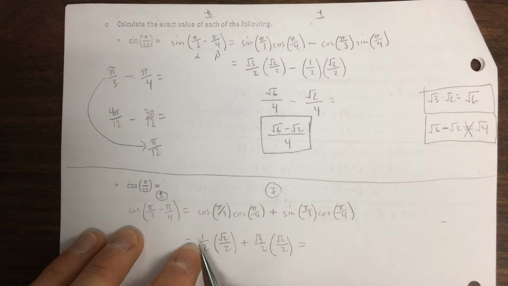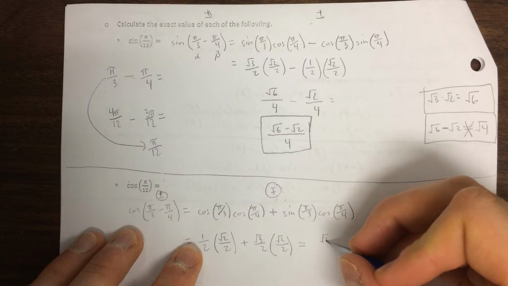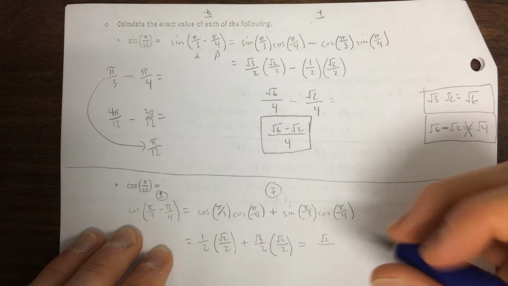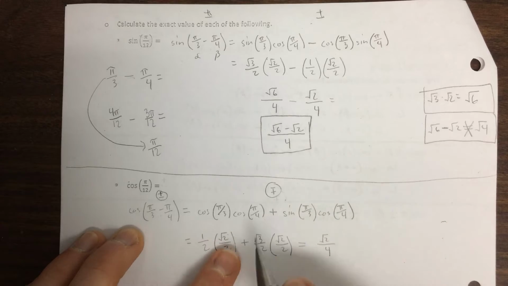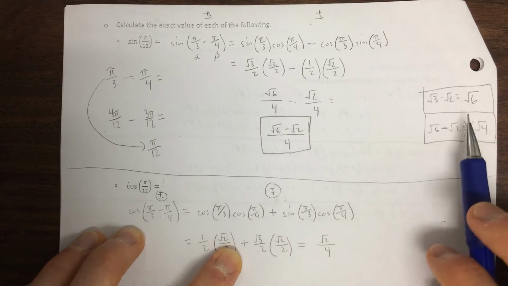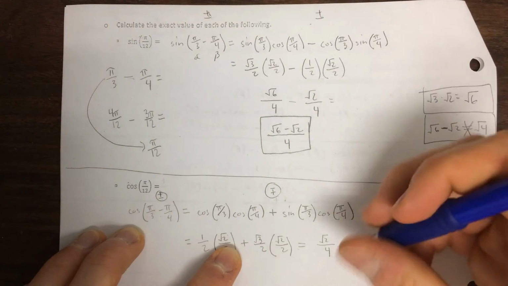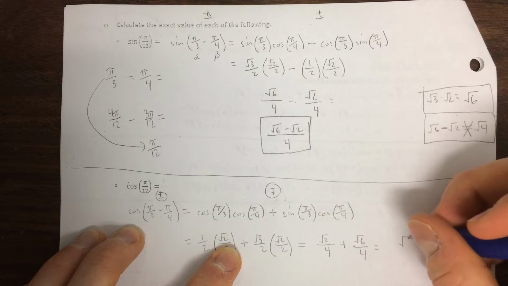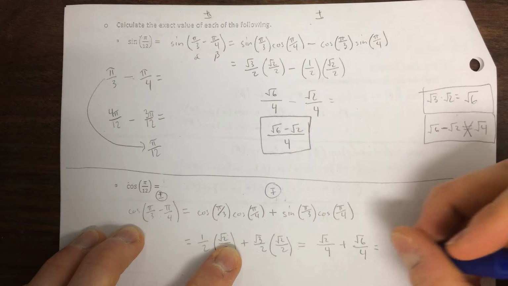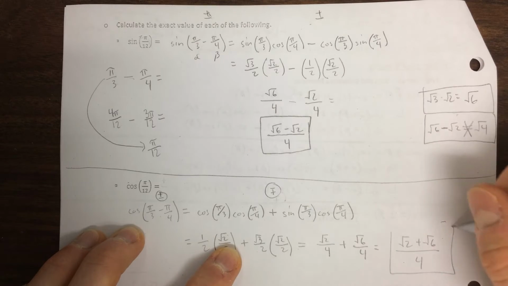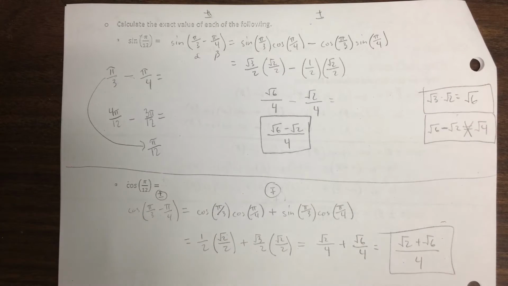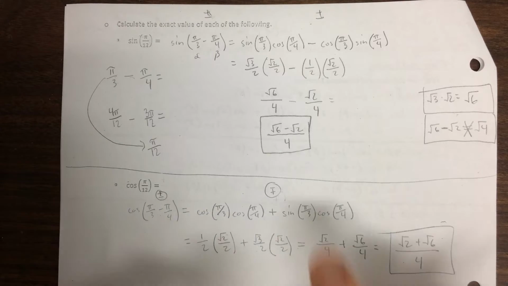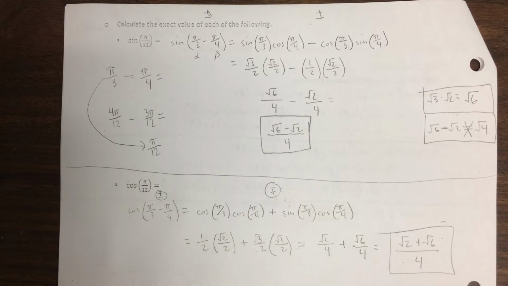Multiply, simplify. 1 times square root of 2 is square root of 2. 2 times 2 would be 4. Square root of 3 times square root of 2, we just showed is square root of 6. And so we end up with that as our value. So again, just be careful the way you read the formula.